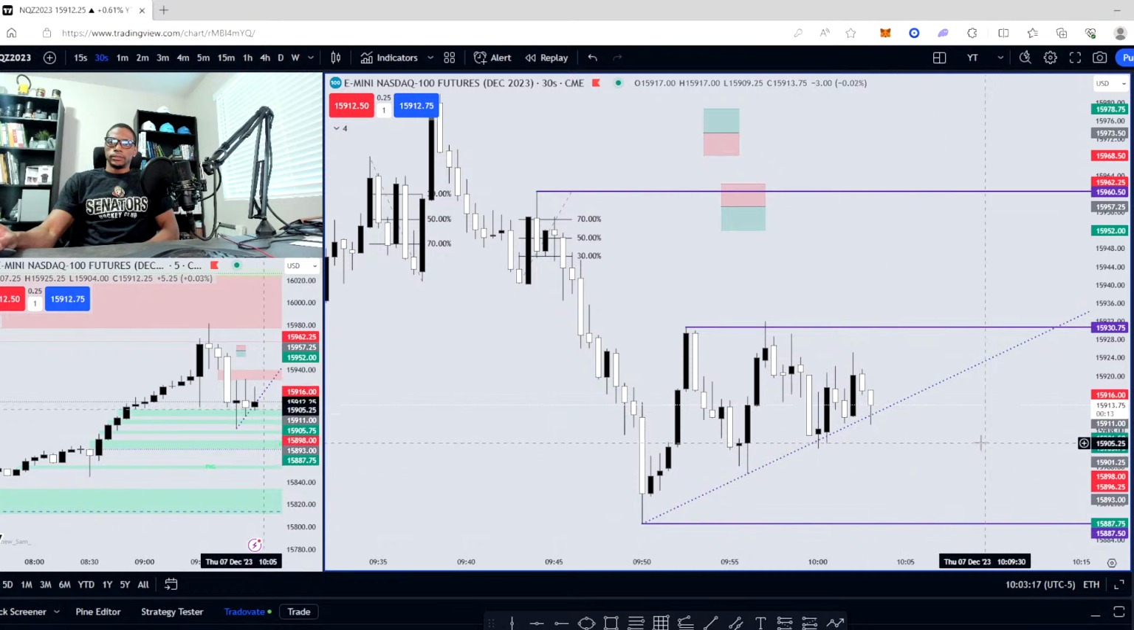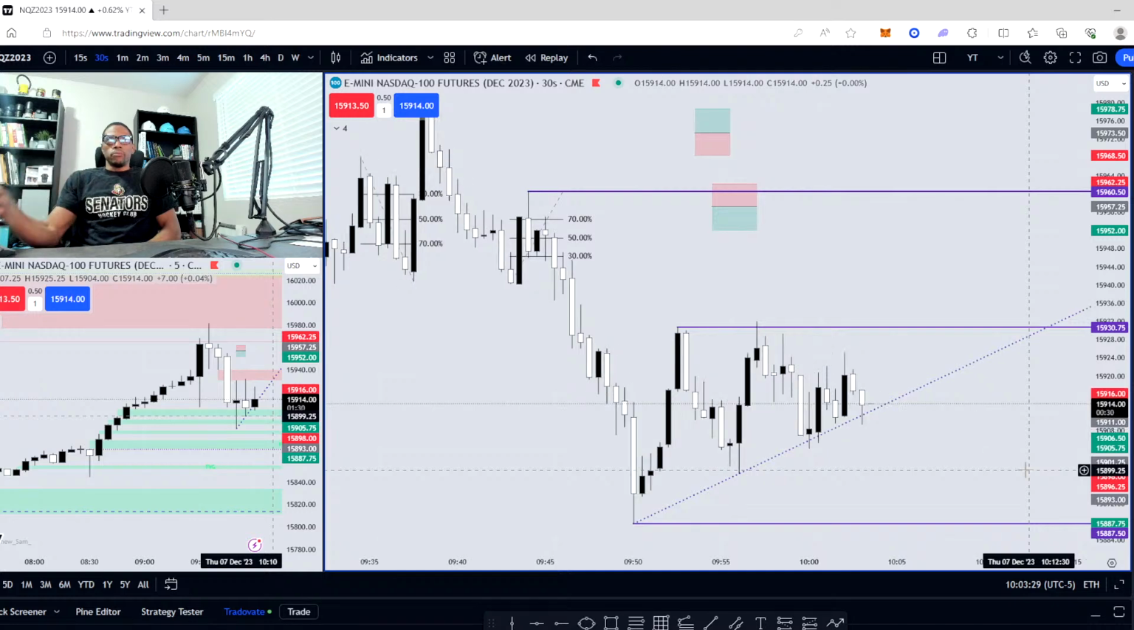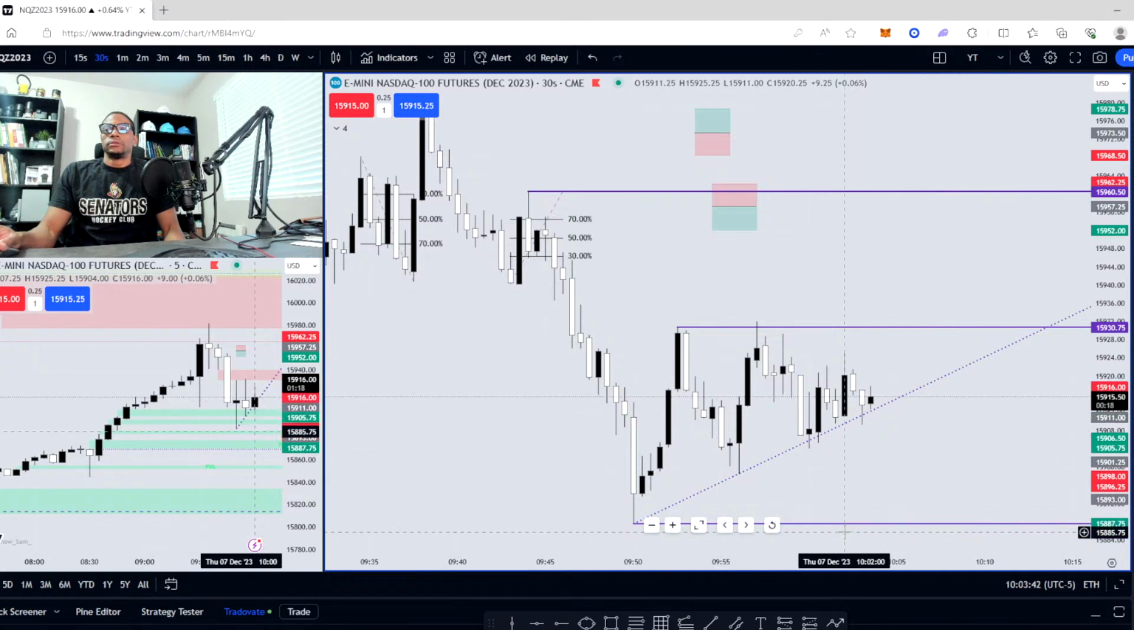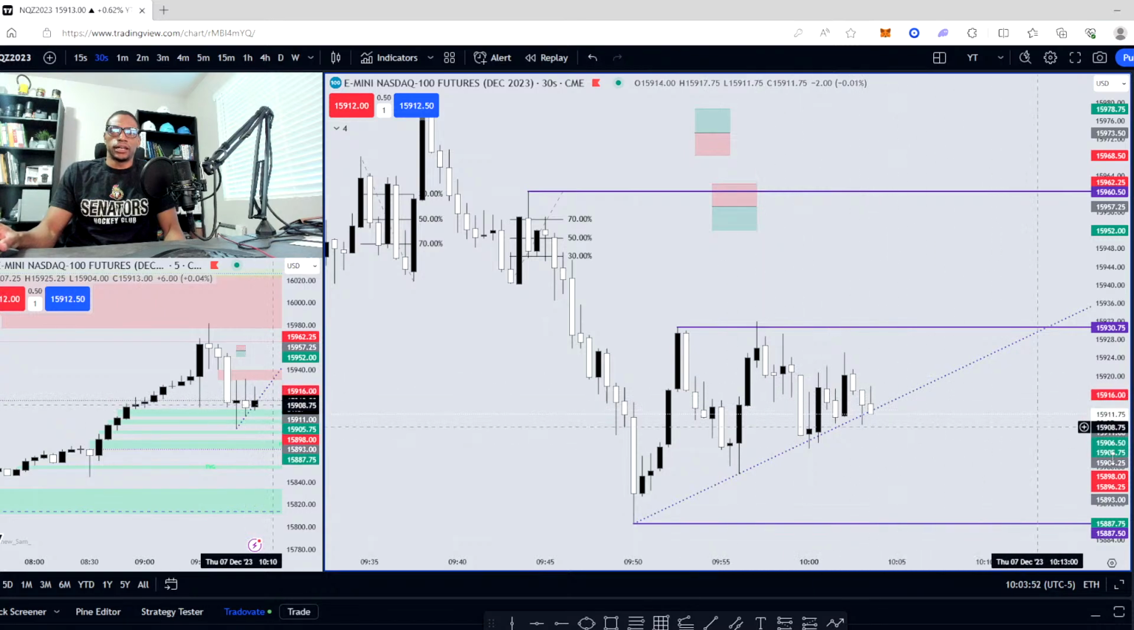Close below. As you can see, the range is getting smaller. We're getting lower highs, we're getting higher lows. And so eventually this candle or the next is going to have to break out.